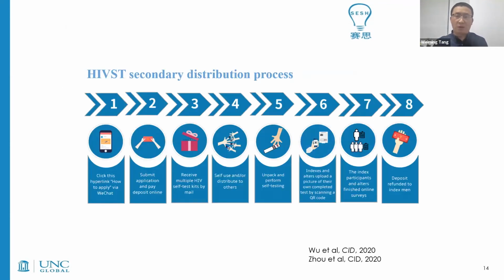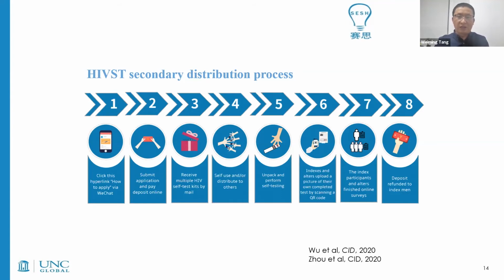We developed this model by collaborating with the local CDC. We developed a social media-based platform for promoting this strategy. First of all, an individual was invited to click a link on our website or on our WeChat account. They submit an application for HIV self-test kits, and in this way they can receive multiple HIV self-testing kits by mail. After they get the kits, the index MSM can distribute the kits to others for use, and they can also use one by themselves.